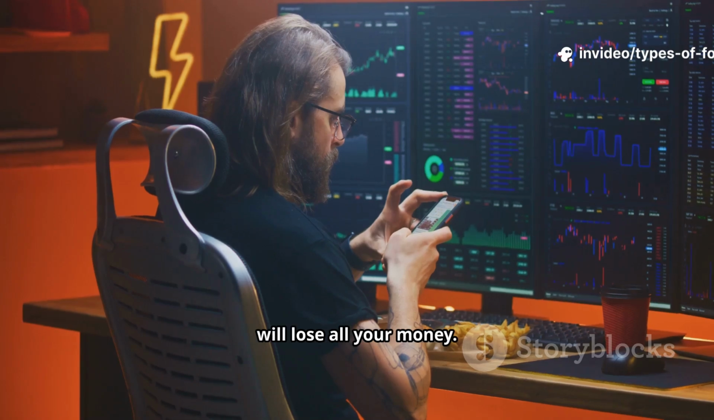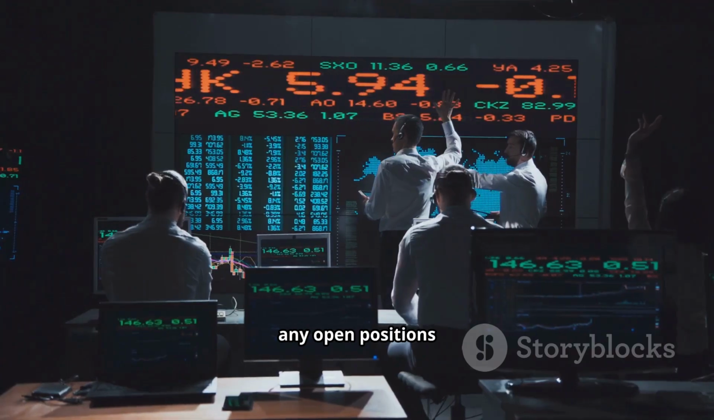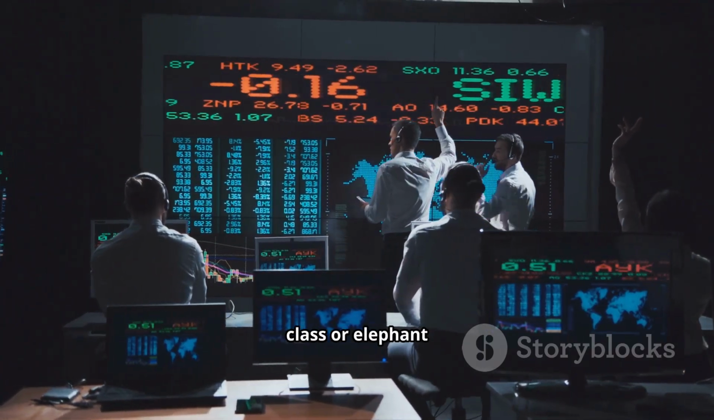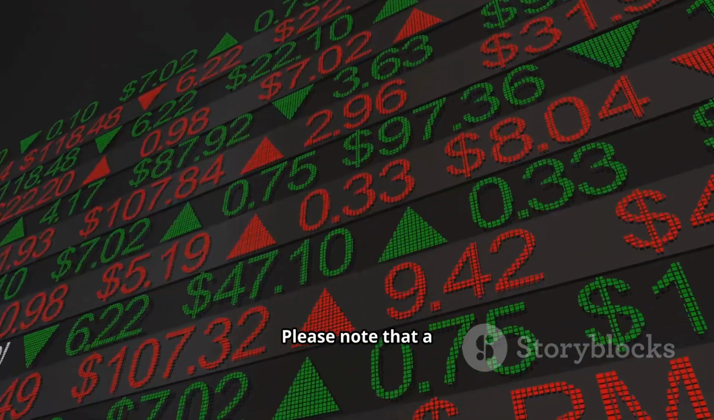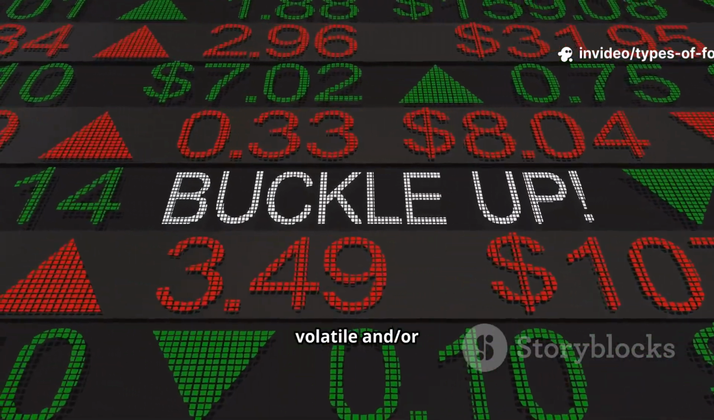Stop losses are extremely useful if you don't want to sit in front of your monitor all day, worried that you will lose all your money. You can simply set a stop loss order on any open positions so you won't miss your basket weaving class or elephant polo game.